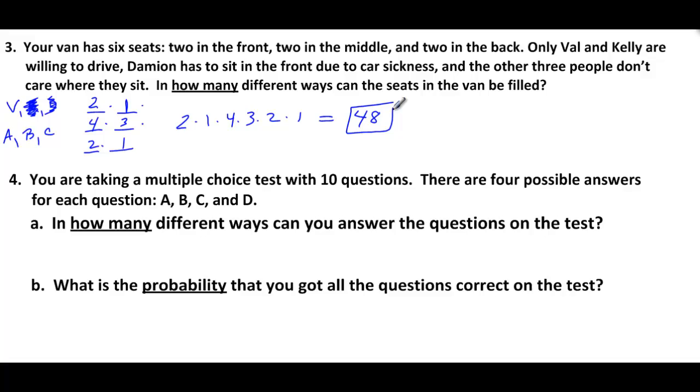Number 4 says, you are taking a multiple choice test with 10 questions. There are 4 possible answers for each question, A, B, C, and D. How many different ways can you answer the questions on the test? And we're going to assume that you answer every question, that you can't leave any blank. So let's think about this.